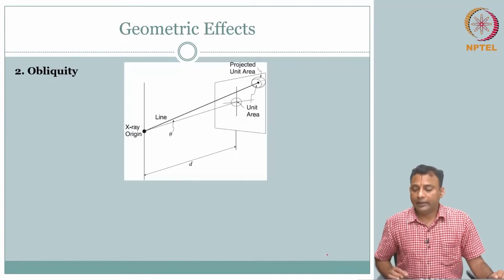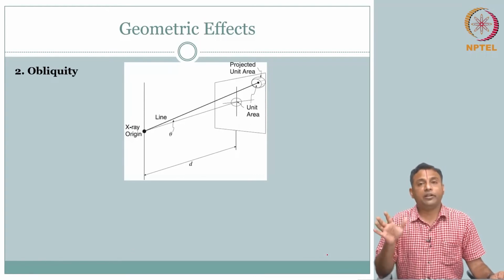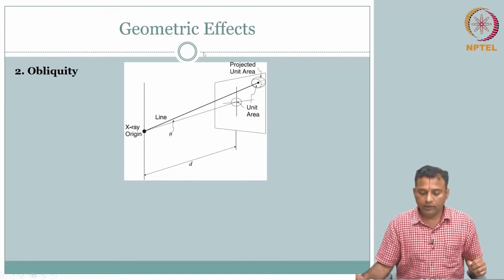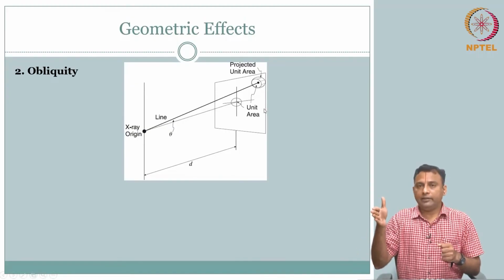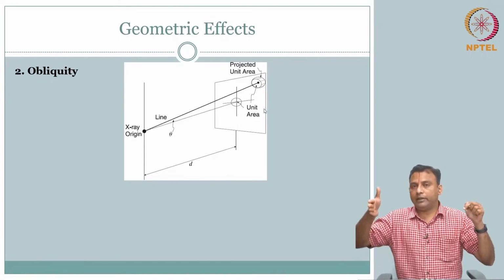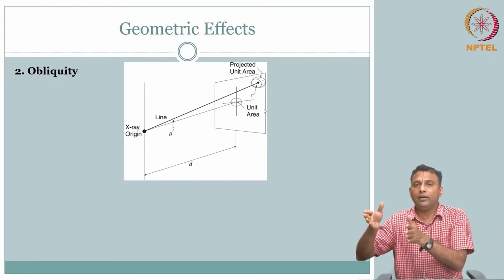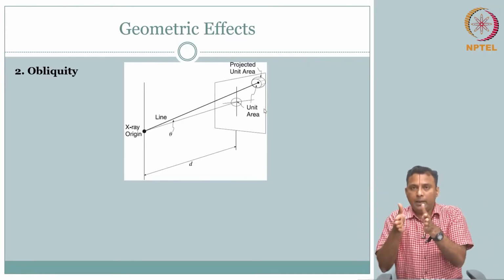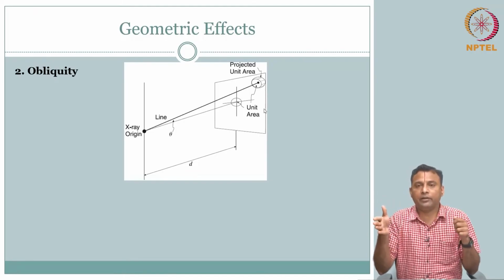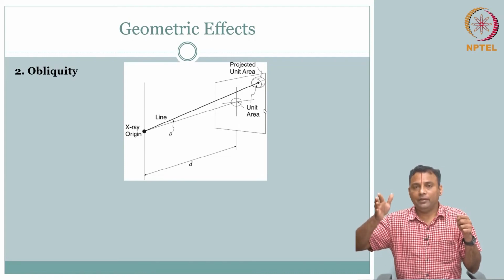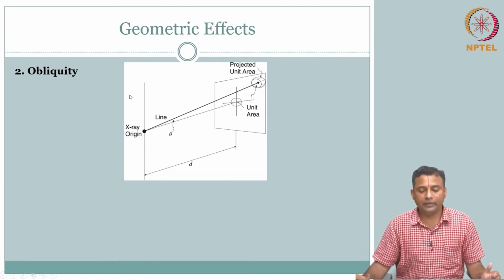Next is your geometric effect, which is obliquity. What is oblique? As you can see here, I have a detector. We were talking about the detector being perpendicular, so that the source is coming and hitting, and the object plane and your detector plane are parallel to each other. That is what we were drawing. But what if there is some angle? If it is not perfect, some angle, that is called your obliquity.